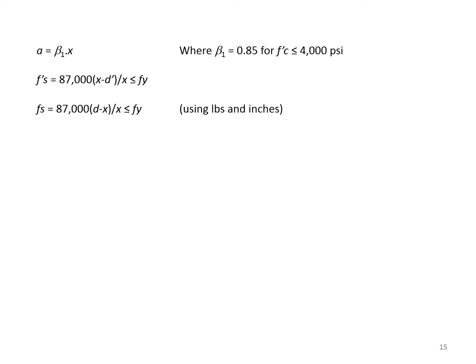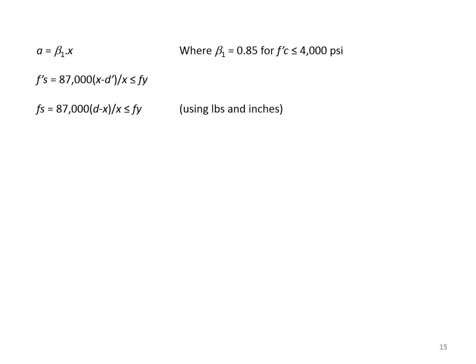The dimension a is equal to beta 1 x, where beta 1 is equal to 0.85 for f prime sub c less than or equal to 4000 psi. And f prime sub c is of course the compressive capacity of concrete. For compressive capacity above 4000, for every 1000 psi increase over 4000 psi, beta 1 is reduced by 0.05. The smallest possible value for beta 1 is 0.65.